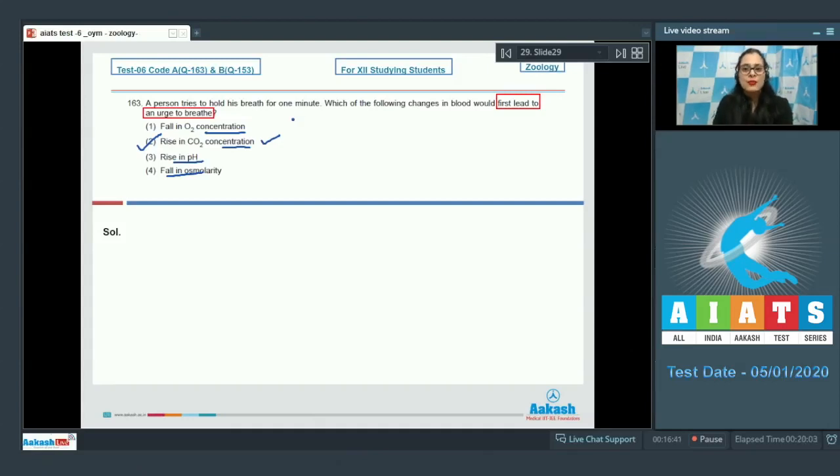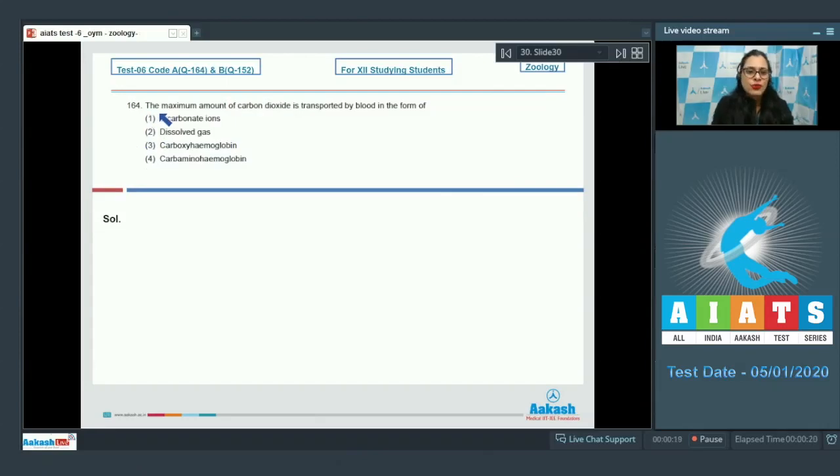Because if a person holds his breath, fresh air is not inhaled, so fresh supply of oxygen is arrested, and concentration of carbon dioxide, however, continues to rise in blood, producing an urge to breathe. So the correct answer would be option number 2, whereas option number 1, fall in oxygen concentration, cannot be a correct answer. Option number 3, rise in pH, cannot be a correct answer. The possible answer could be fall in pH or acidic pH or high hydrogen ion concentration. The next option is fall in osmolarity, and this cannot be a correct answer to our question. So the correct answer would be option number 2. Now let's move on to the next question.